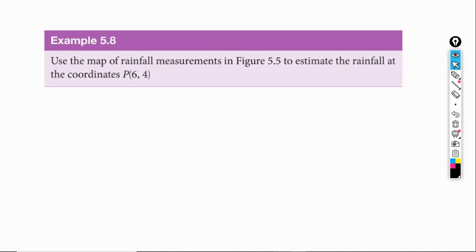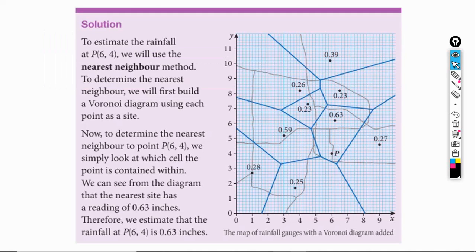And that is precisely what they ask us to do in example 5.8, where they say use the map of rainfall measurements in figure 5.5 to estimate the rainfall at the coordinates P 6,4. So let's suppose we did it all. Let's just go to the solution. And you can see that here they have the actual cells and edges around the sites of the Voronoi diagram. And point P is right here, which is in the cell that contains this guy here. And that site is 0.63. So that would mean that we could estimate that for site P, the rainfall would be 0.63 inches.